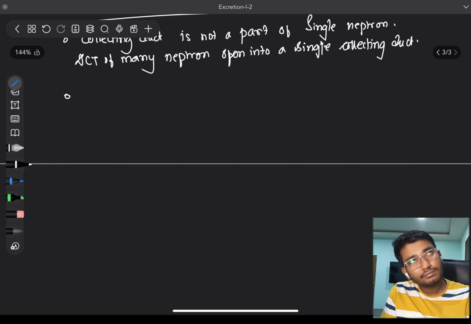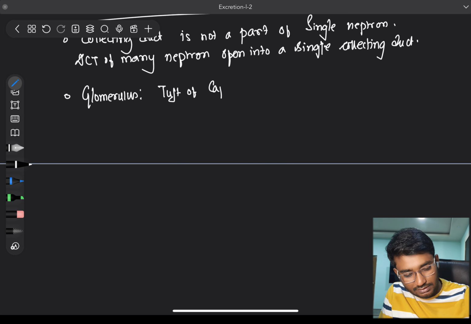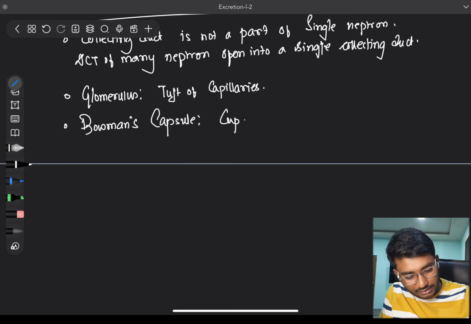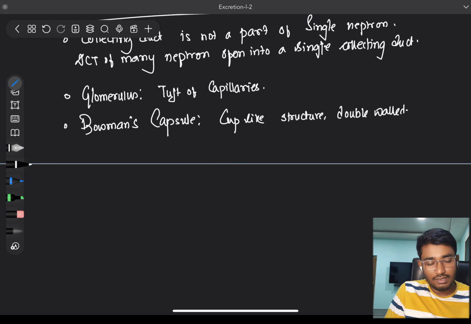Next, glomerulus is a tuft of capillaries. Bowman's capsule is a cup-like structure and is double-walled.